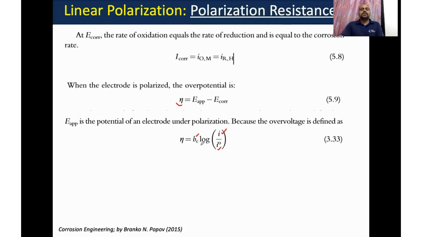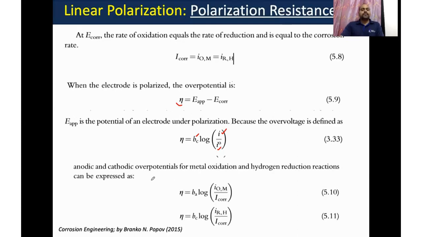So by using these two, we can calculate the average of I, or further I can be calculated. You just do the recalculation. I'm just giving the steps. So eta upon I will be equal to BC times BA over 2.3 I corrosion times (BC plus BA). What is this eta over I?